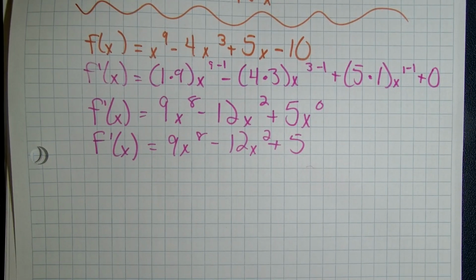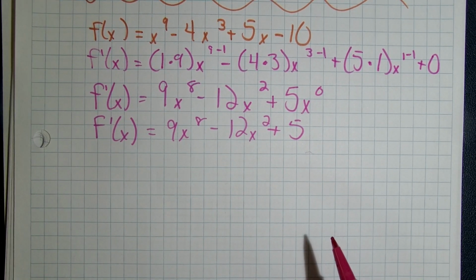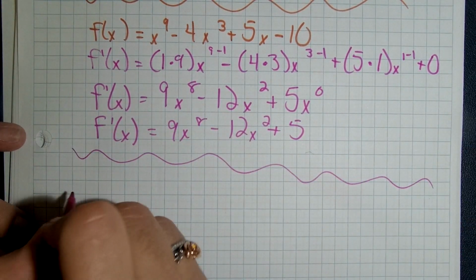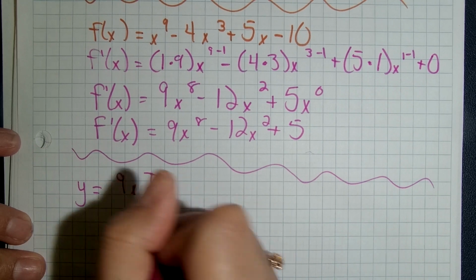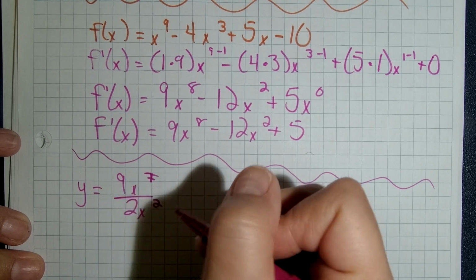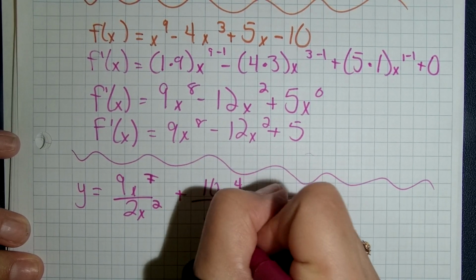All right. Well, I'm not going to do example 2. It's the same thing, just with fractions. But I will do example 3. We have y equals 9x to the 7th over 2x squared plus 10x to the 4th over 5x cubed.